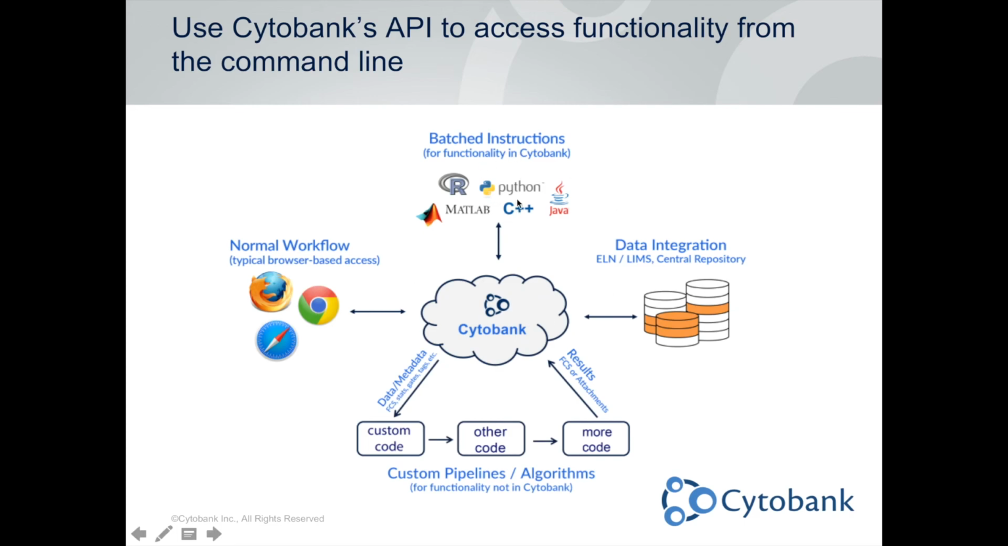You can also use the API to export data to an external system, like a LIMS system or a central data repository. Or you can use the API to extend Cytobank to help you run algorithms on your data that we don't offer as part of Cytobank. So you can take data from Cytobank that you've run our algorithms on, download it to your local computer, run your own code on that data, and then upload it back to Cytobank all automatically. So keep that in mind.